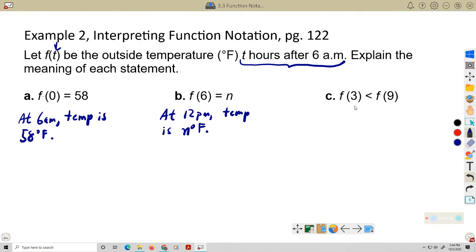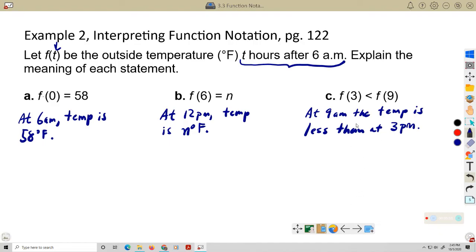Okay, so we have two statements here, f of 3 is less than f of 9. So this is 3 hours after 6 a.m., which would be 9 o'clock. At 9 a.m., the temperature is less than at f of 9, which would be 9 hours after 6 a.m., so that would be 3 p.m. I would hope so, because at 9 a.m. it's still morning, 3 p.m., the middle of the afternoon. Okay, so we're interpreting these things here.